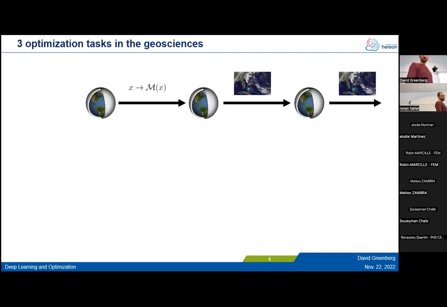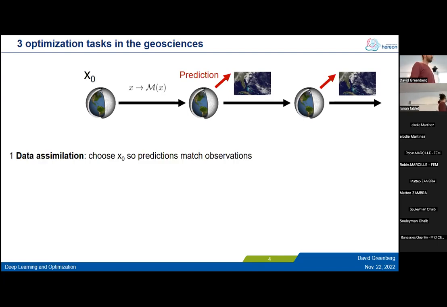Okay, so I want to talk about deep differentiable emulators as a potential solution to 3 main optimization tasks that arise as inverse problems in the geosciences. First of these is data assimilation. So given a series of observations that we can make from the system, which are generally noisy and incomplete and not a perfect representation of what's going on in the system state, we want to choose an initial state for the simulation such that it matches our observations.